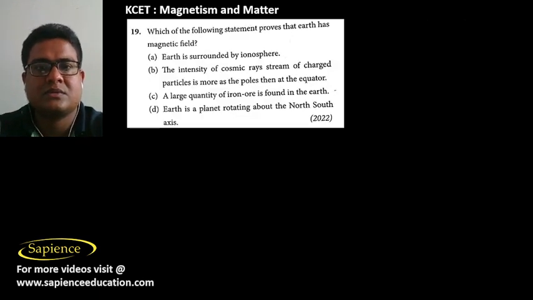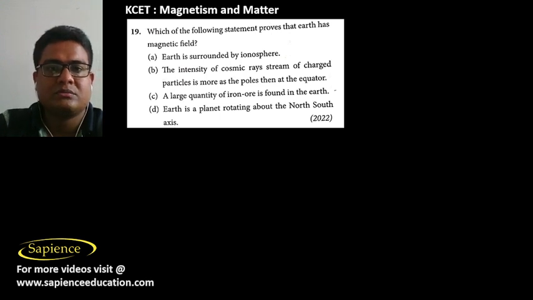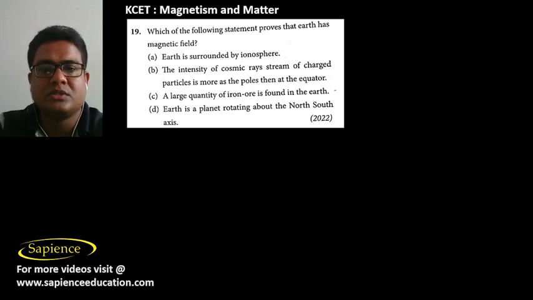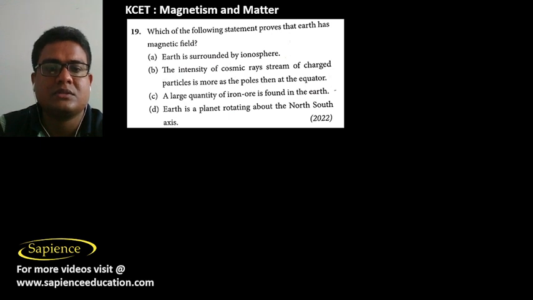Then we shall solve the last question of this chapter. In question number 19, it is told, which of the following statements proves that Earth has a magnetic field? Earth is surrounded by ionosphere. The intensity of cosmic rays of charged particles is more at the poles than at the equator. A large quantity of iron ore is found. Earth is a planet rotating about the north south axis. So here the statement B proves that the Earth has a magnetic field.